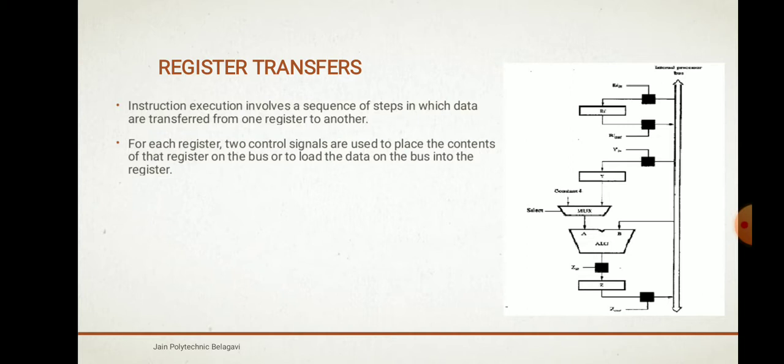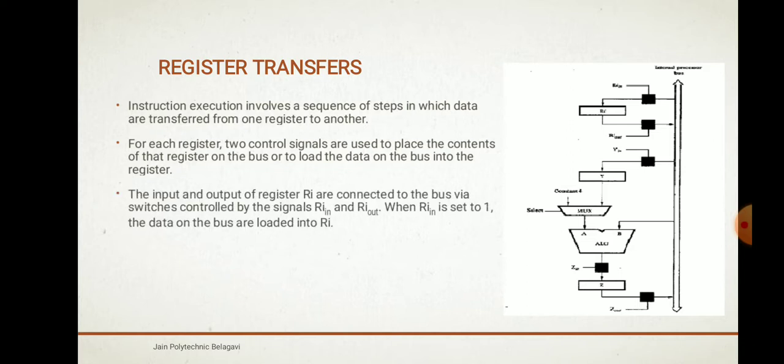So as you can see, for each register there's a black line, called a control signal. What it does is it is used to place the contents of that register on the bus, or it is used to load whatever data is present on the bus into the register. That is the reverse process. One control signal is used to place data from the bus into the register, and one control signal is used to place data from the register into the bus.